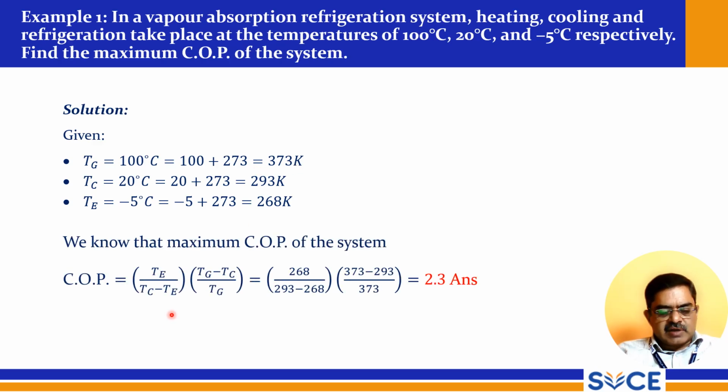and COP you can directly substitute in this formula: TE divided by TC minus TE, into TG minus TC divided by TG, equal to 268 divided by 293 minus 268, into 373 minus 293 divided by 373. So it is 2.3. COP is 2.3 for the given system. So it is a very simple problem, and it is a 2-mark question. You can practice this type of problems for 2 marks.